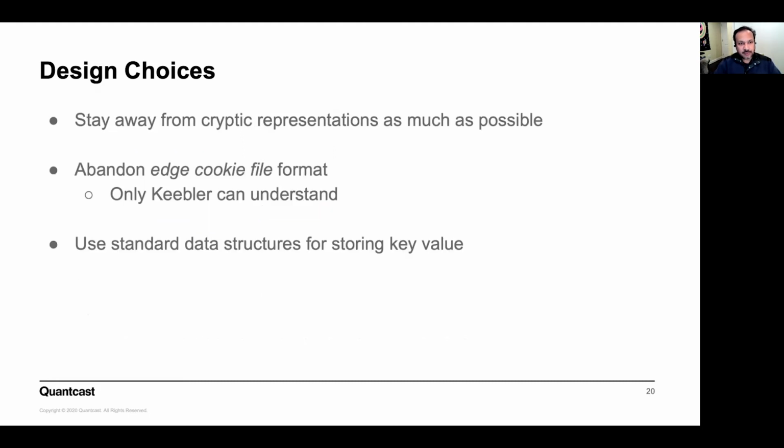We also decided to stay away from any cryptic representation of the cookie data and just use standard data structures for storing the key value database.